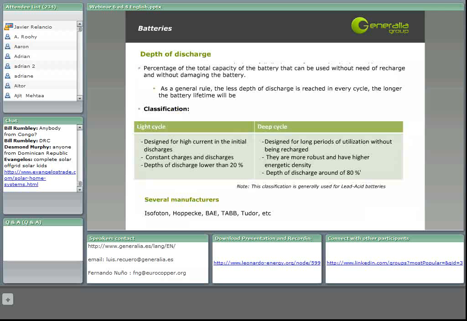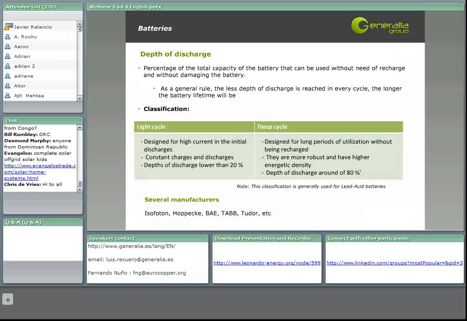Another important point to consider for a battery is the depth of discharge. This is the percentage of the total capacity of the battery that can be used without need of recharge and without damaging the battery. Sorry if I read some of the slides, but they are definitions from the manufacturer, and we have to know them exactly as they are defined.